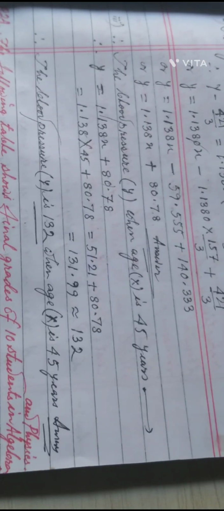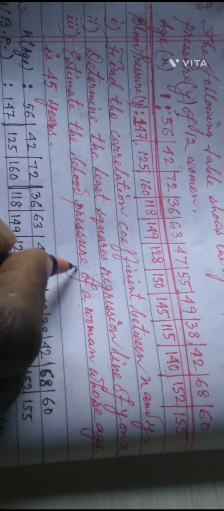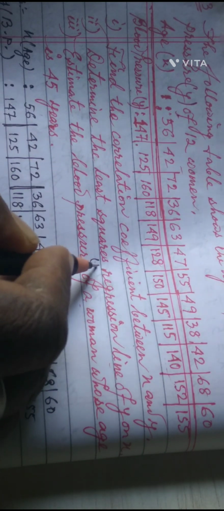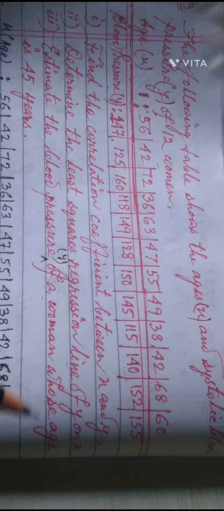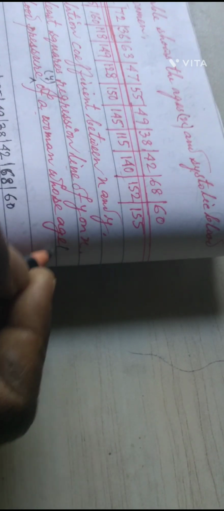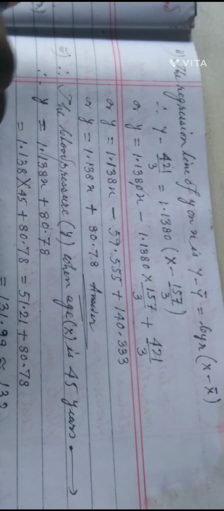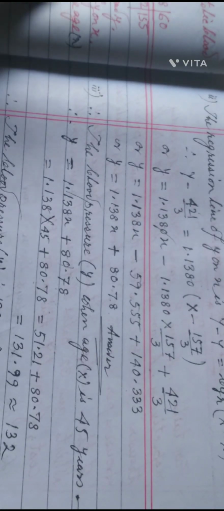Now question number 3, estimate the blood pressure of a woman. Blood pressure means y. Estimate the blood pressure. Blood pressure हमारा y है, of a woman whose age is 45 years. Age x है.